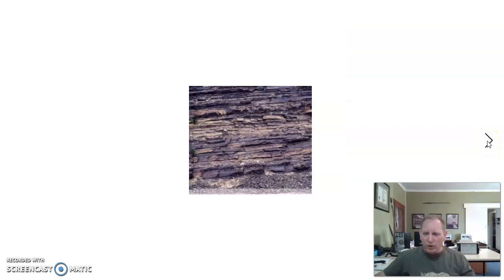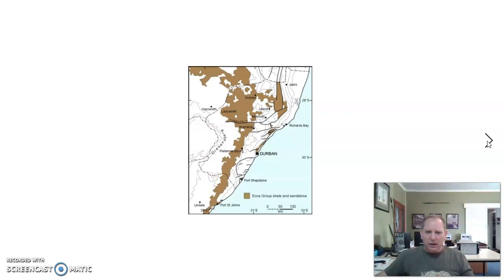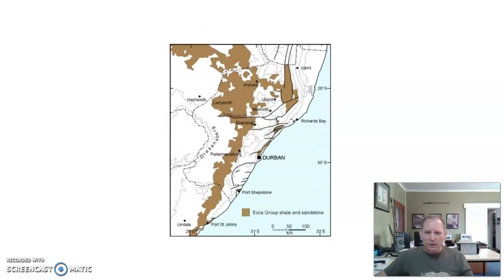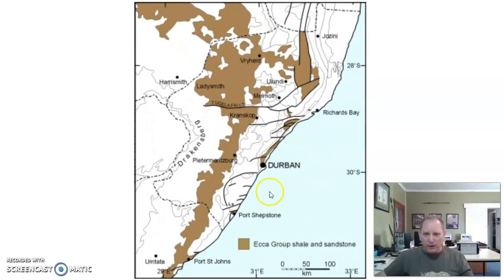There's another view of it. You can see it's quite striated, it's quite linear, like that. Okay, and there's our Ecca shale group. You can see around above Pietermaritzburg, I was building just about there. So right in the middle of Ecca shale. Bad stuff, keep away.